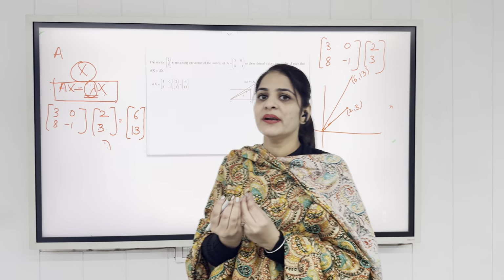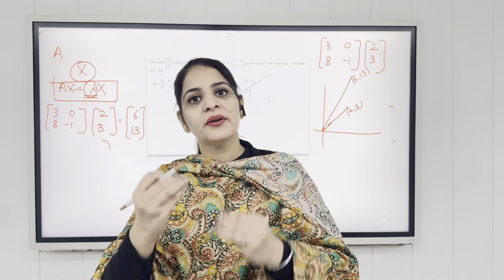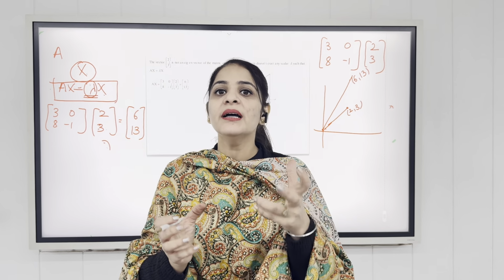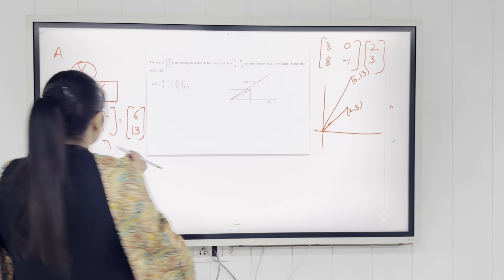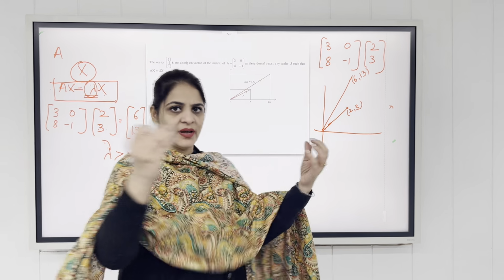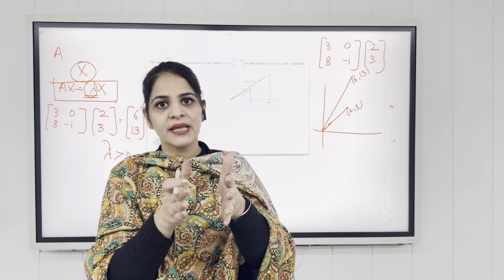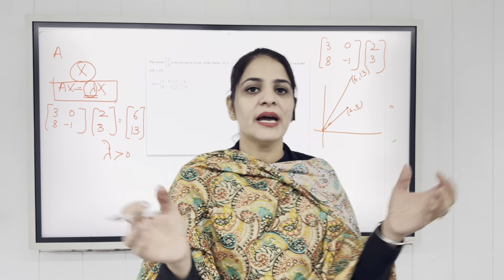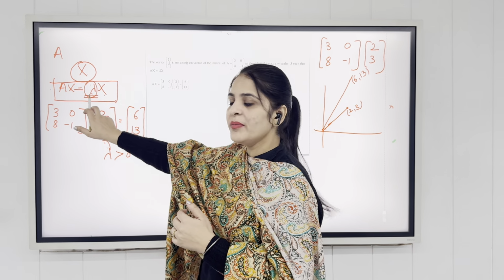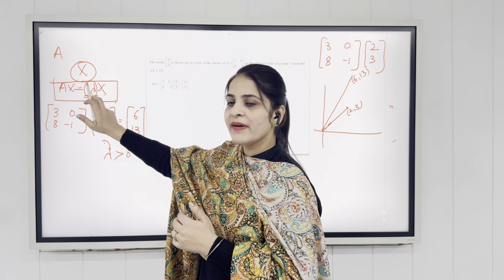So this is the most important thing: an eigenvector does not change direction, only the change reflects in the magnitude. If the value of lambda is positive, that means the eigenvector is magnified, and if lambda is negative, that means the vector is contracted. The value by which the eigenvector is scaled is known as the eigenvalue.